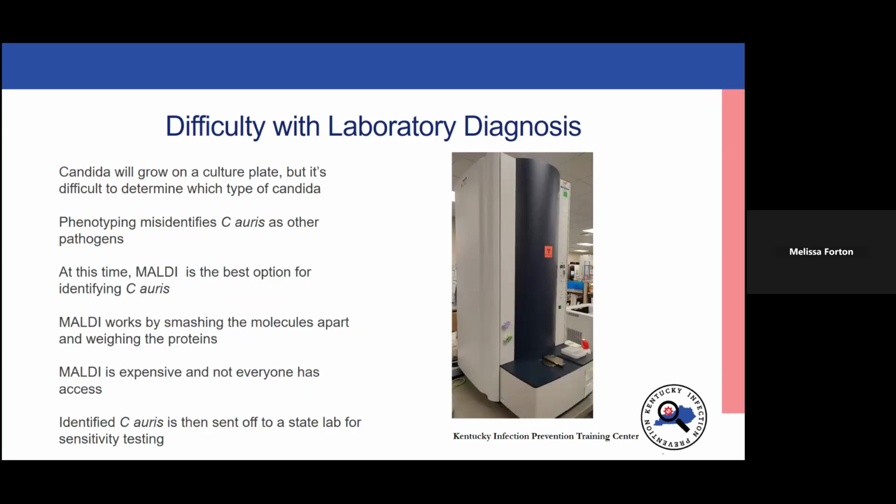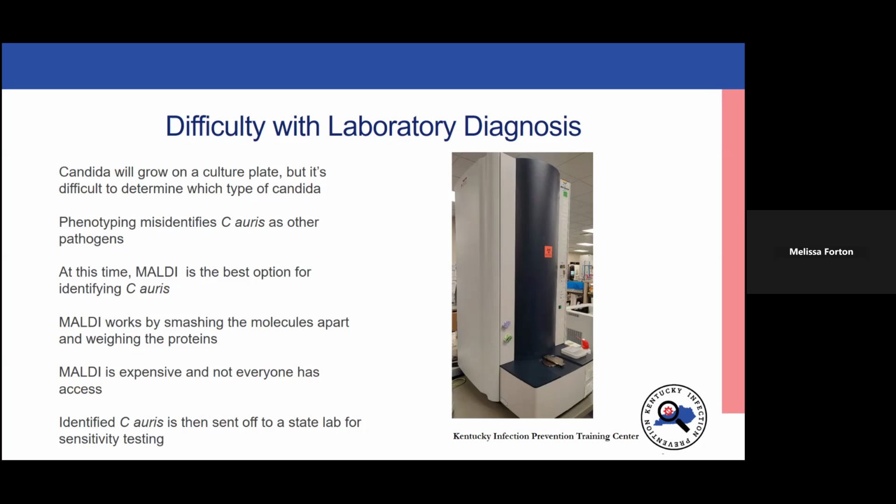Now, I mentioned that CRS specifically is pretty difficult to diagnose. So Candida will grow on a culture plate, but then from there, it's difficult to determine what type of Candida. And then using phenotyping can misidentify CRS as another pathogen. So right now, the best way to identify CRS is using MALDI.